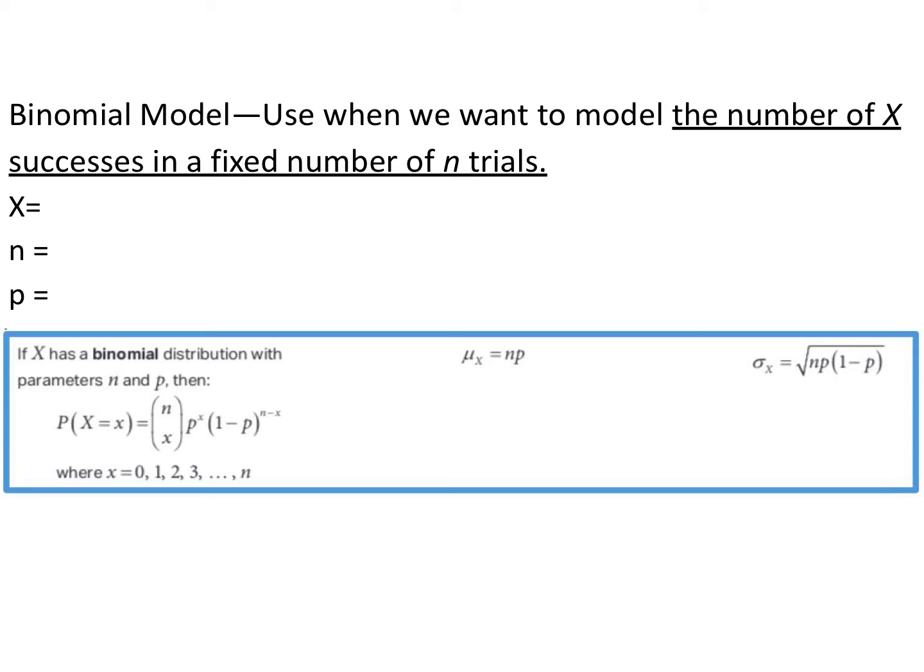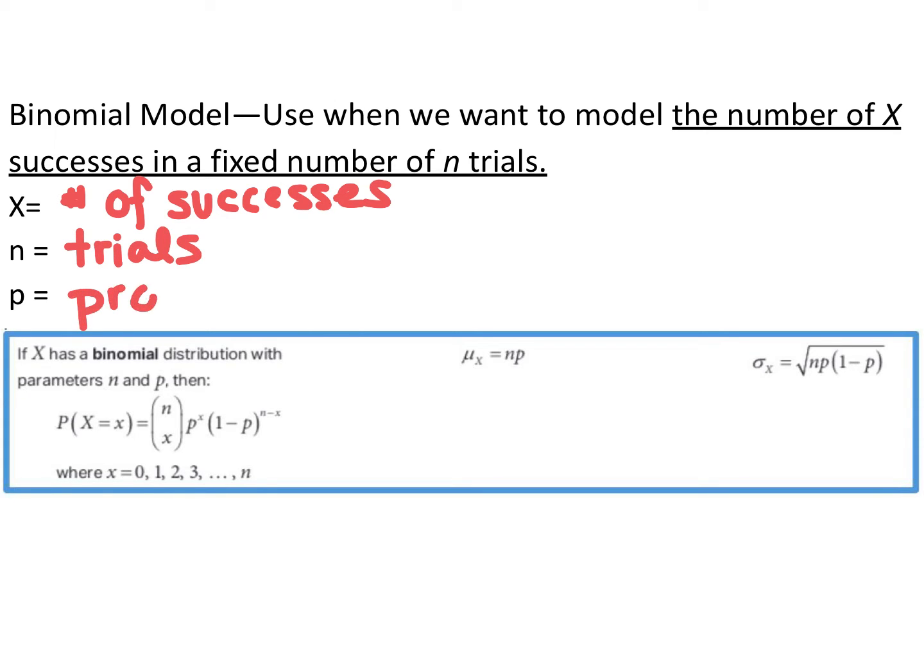In the binomial model, we get to use it in this special scenario if we're trying to find the number of x successes in a fixed number of n trials. So x is going to represent the number of successes, whereas n is the number of trials, and p is the probability of a success.